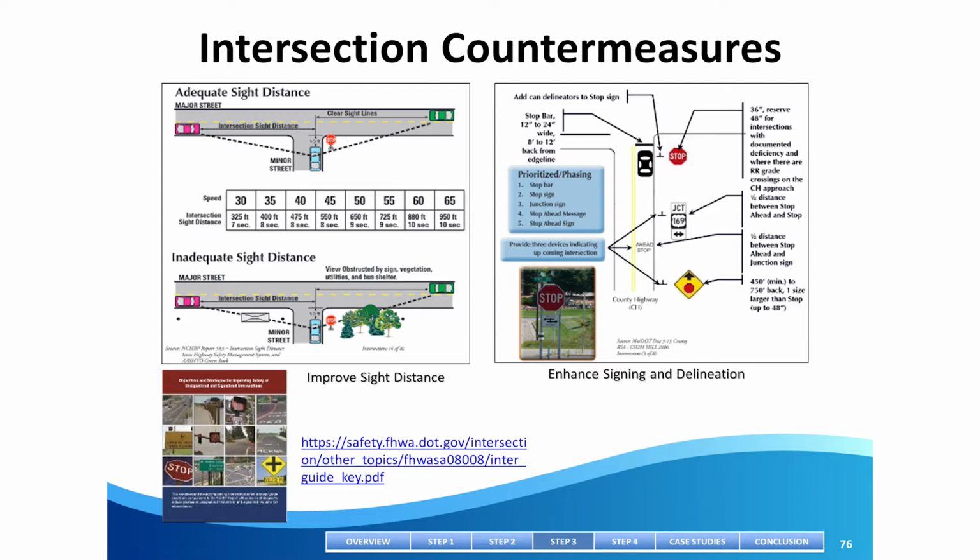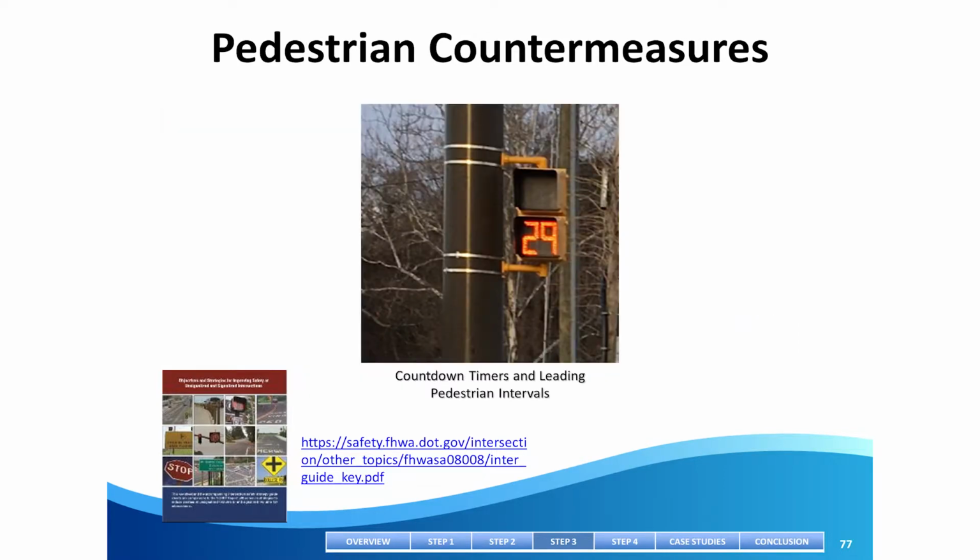Supplemental signing, so installing advanced warning signs, maybe advanced pavement markings, also keys for intersection safety. There's a whole host of pedestrian countermeasures, and these depend on whether your issues are at intersections or mid-block. If they're at intersections, are the intersections signalized or stop controlled? And that's going to help guide you to the appropriate countermeasures. But there's a whole host of those on the website as well.